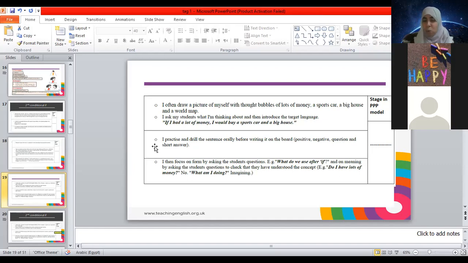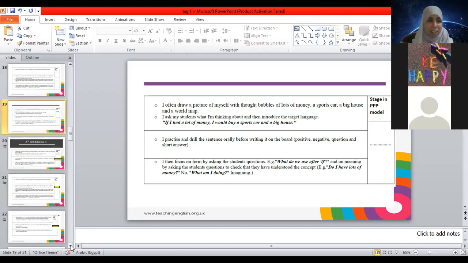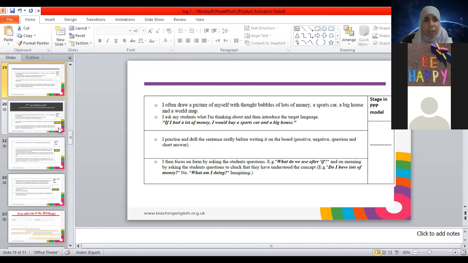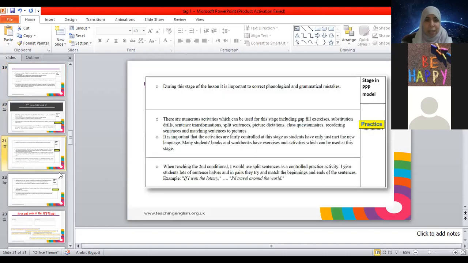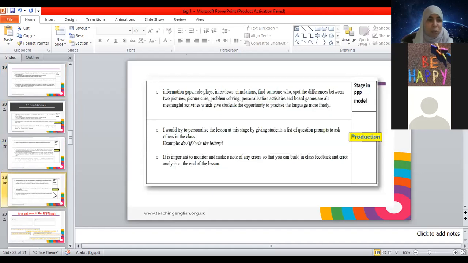So what's the stage here? Presentation. Yeah. Excellent. That's right. Perfect. In fact, I love the PPP model, and here we have the stages in order: presentation, the second one practice, and the third one production. Okay, so this is an example of a lesson on the second conditional.